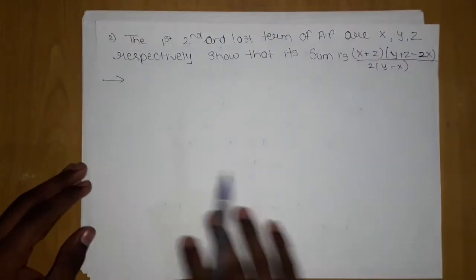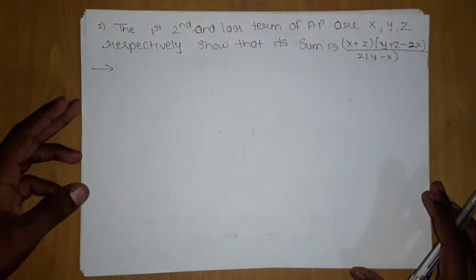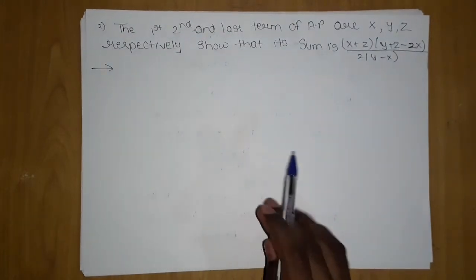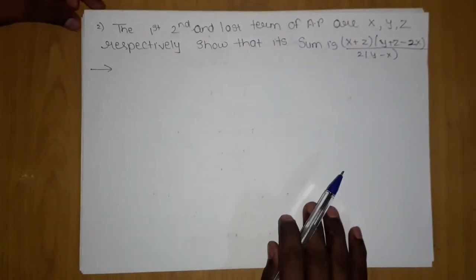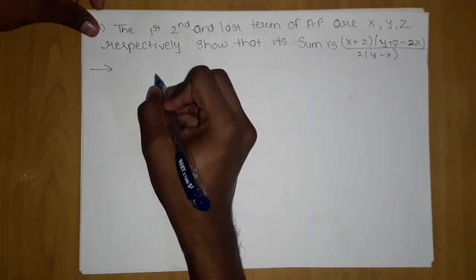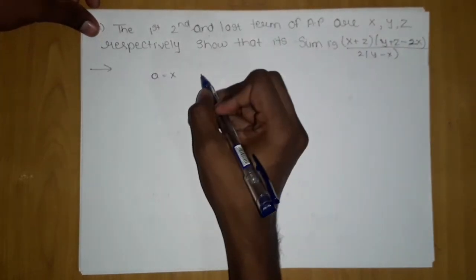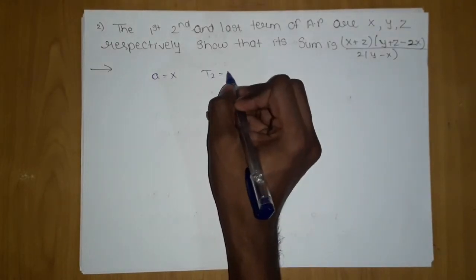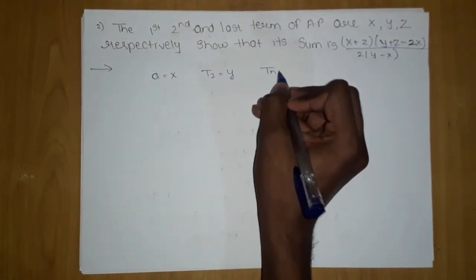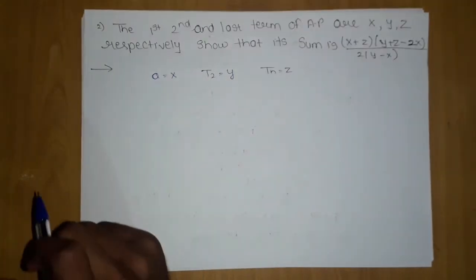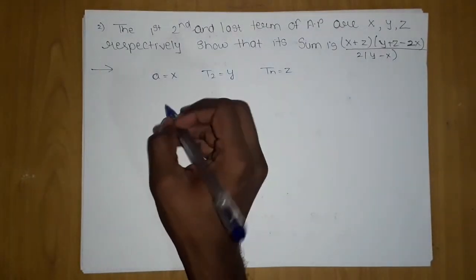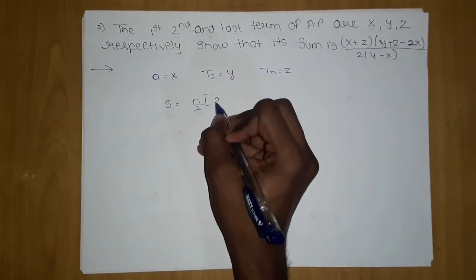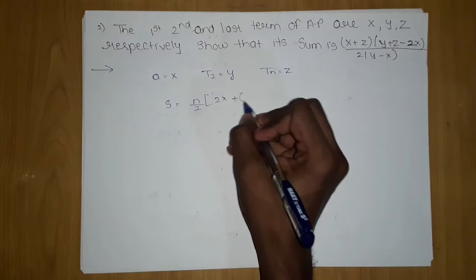The next question says the first, second and last terms of an AP are x, y, z respectively, then show that its sum is this. We want to show that its sum is this. Now what have we been given? a is x, the second term t2 is y, and tn is z. Now they are telling us to show the sum. Sum means S is n by 2 bracket 2x, because a is x, plus n minus 1.